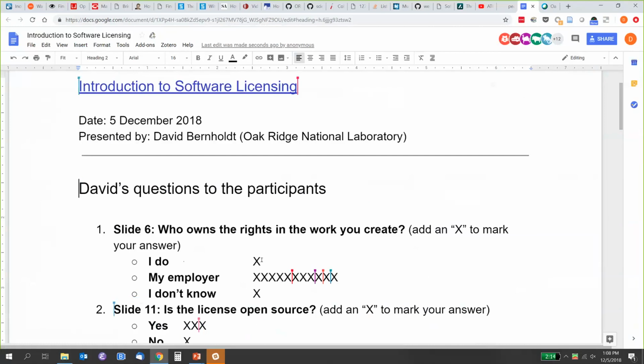Looks like in most cases, people's employers own the IP. It's good that we're not seeing many in the I don't know category. Now, maybe not everybody on the call is being honest. It's okay if you don't know. My homework assignment to you, if you don't know, is to go find out. It's useful information to have.